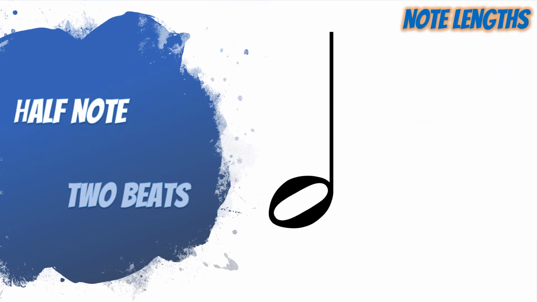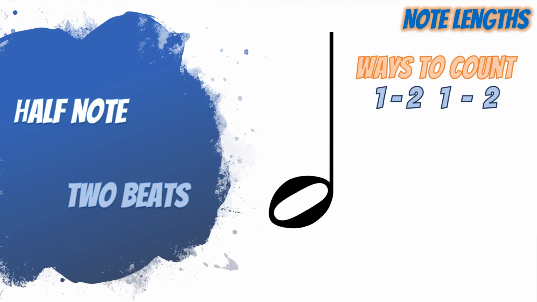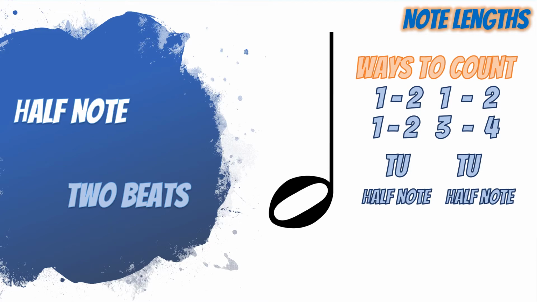This note has an open head, and so it's called a half note. It gets 2 beats. The ways we can count that is 1, 2, 1, 2. Or, to accumulate, we could go 1, 2, 3, 4. And sometimes we actually use 2. Instead of ta, we say 2, so it would be 2, 2, and you have to, in your head, count 1, 2, 1, 2. And finally, if you wanted to say the name, you would say half note, half note.